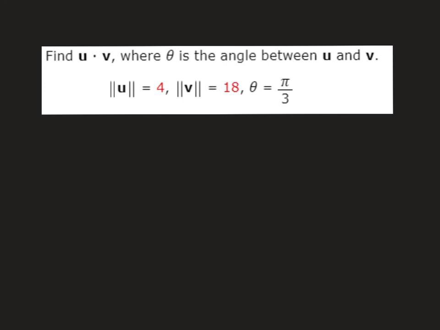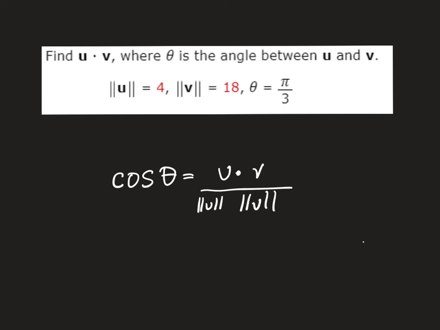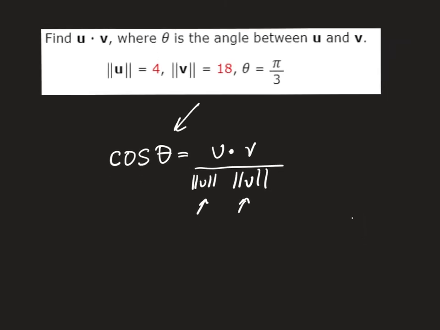Okay, one extra example I want to do. If you're given the magnitudes and the angle, and then you are supposed to find the dot product of u and v. Our original equation is the cosine of theta equals the dot product of u and v divided by the magnitude of u times the magnitude of v. So if they've given us theta and the magnitudes, we need to find the dot product. If I wanted to isolate the dot product, because that is one number, one value, I would multiply both sides by the magnitude of u times the magnitude of v.